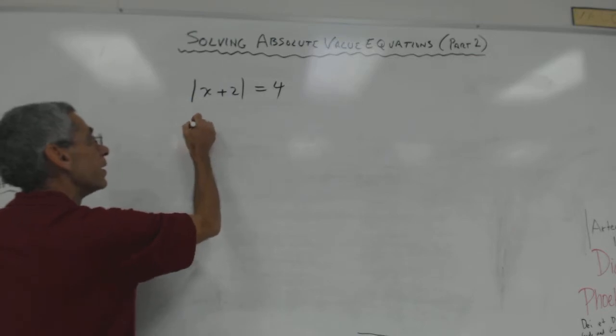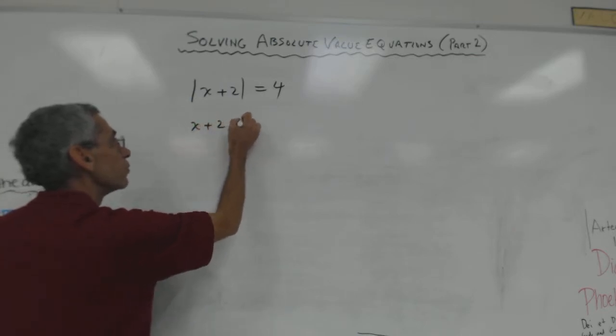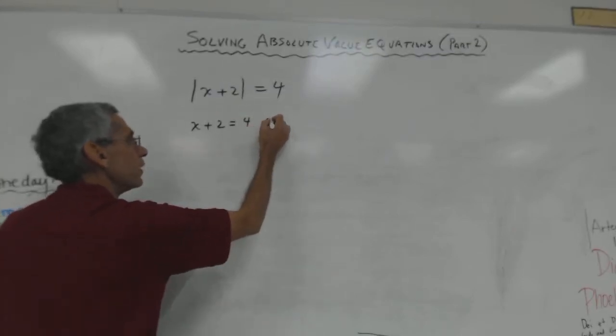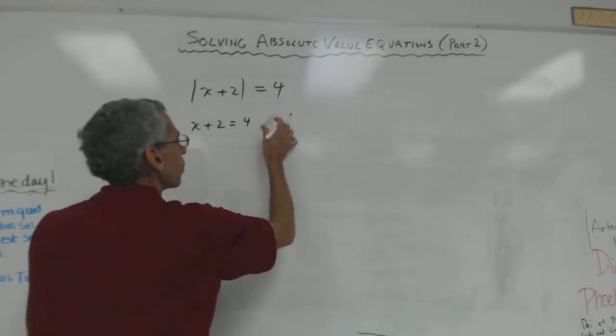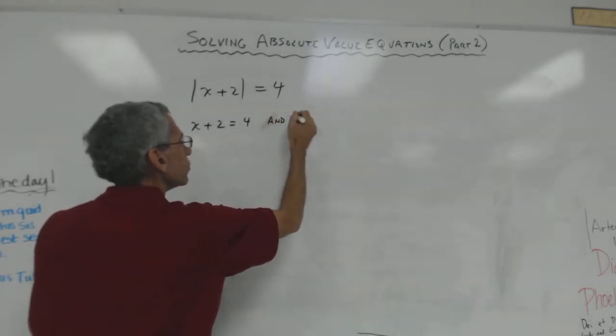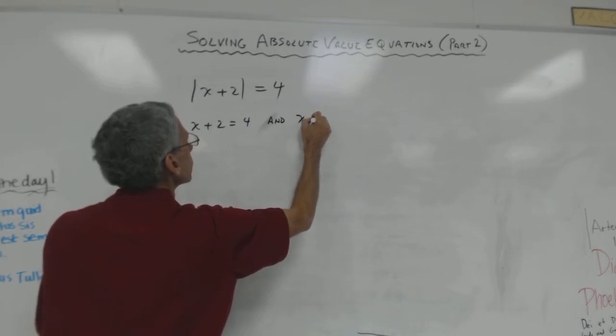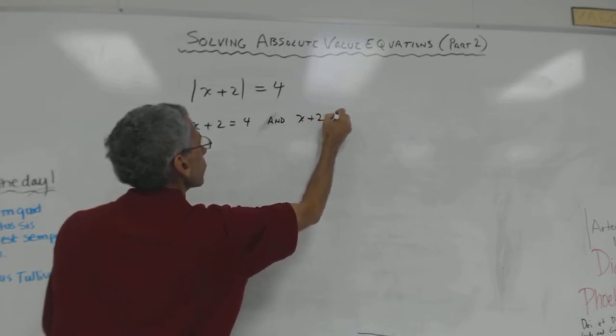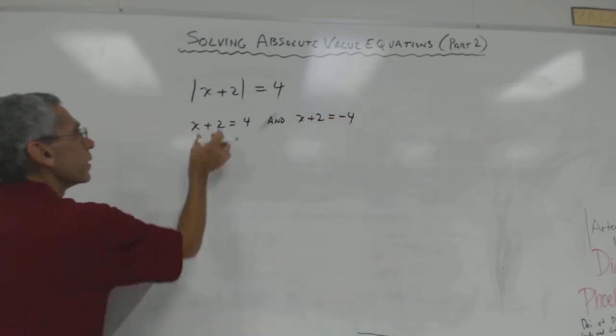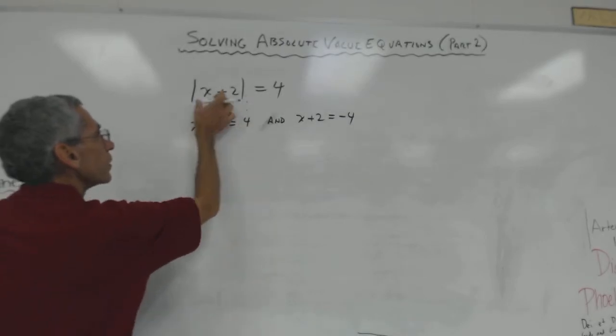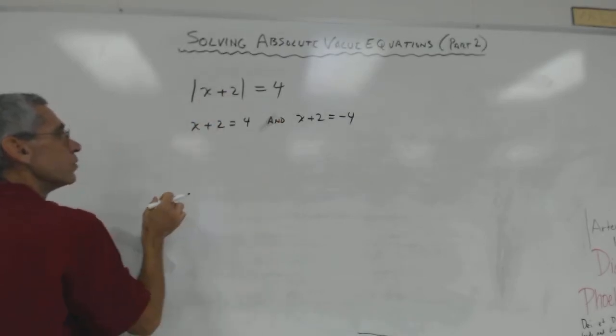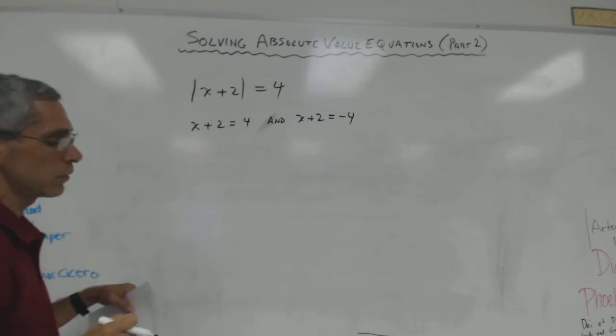Therefore, we could say x plus 2 equals 4, or x plus 2 equals negative 4, right? Because the absolute value of negative 4 is 4. So we know those are the two equations we could write.